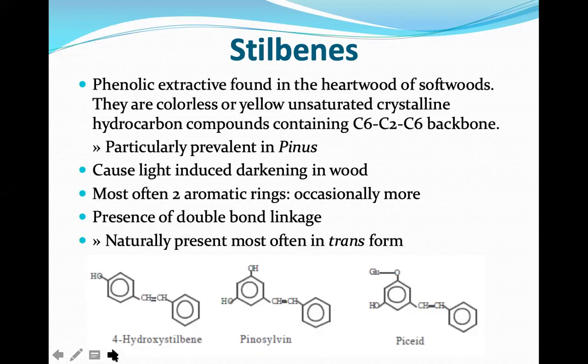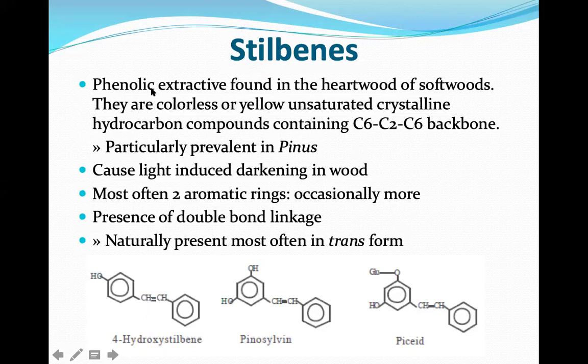Yes, stilbenes, you can see these are the structures of different stilbenes. Here you can see, like flavonoids, they have two aromatic rings, but there is a difference. Here you see, in case of flavonoids, an A ring and a B ring and a C ring, there was C3, but here you can see C2. So stilbene and flavonoids structurally, here is the main difference.